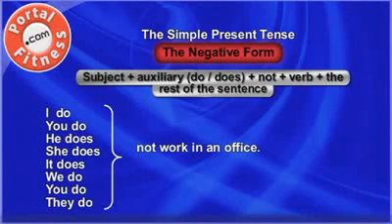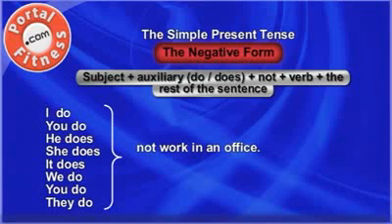Let's now see the negative form of the simple present tense. The structure is the subject plus the auxiliary do or does plus not plus the verb infinitive plus the rest of the sentence. The auxiliary do plus not, whose contracted form is don't, is used for I, you, we, and they. The auxiliary does plus not, whose contracted form is doesn't, is used for he, she, and it.